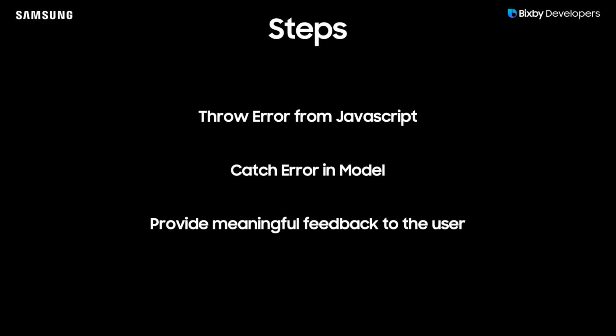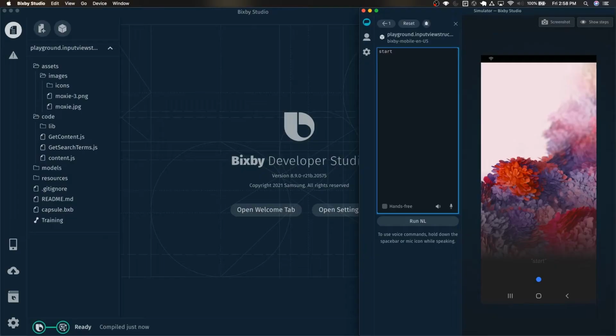The benefit of using errors in Bixby is that you can keep it in the JavaScript, so you will have a lot more flexibility when it comes to providing even better feedback for the user. The steps are pretty simple. You throw the error from the JavaScript, then you catch the error in the model, and finally, you'll want to provide some kind of meaningful feedback to the user.